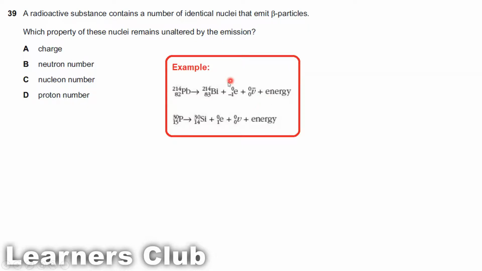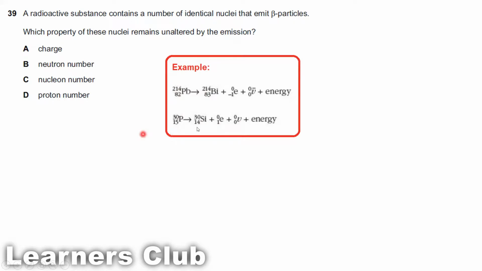So due to the emission of a negative beta particle, what is not changed? As you can see, 82, the proton number, is being changed to 83. That means there is a change in the proton number. But you can see the nucleon number 214 is not changed. So the answer is the nucleon number, because that remains unaltered by this emission. Let's check example 2. Here we have the emission of a positron, or positive beta particle, with a neutrino plus energy. So everything is conserved.